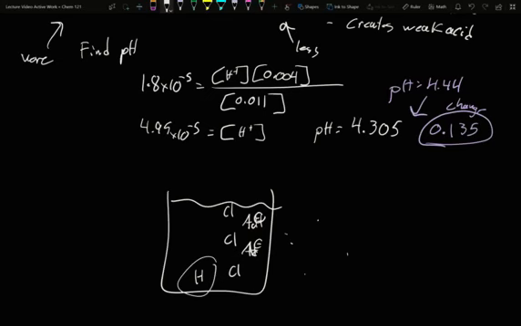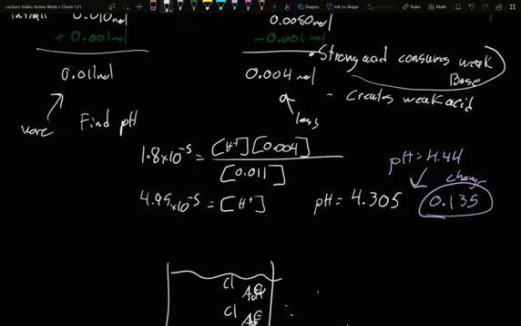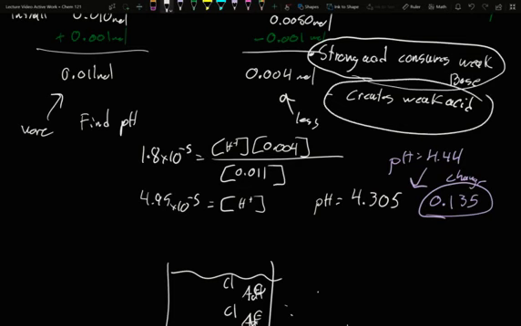This is the advantage of a buffer, and this is how they respond to a strong acid being present. They will consume the weak base and create weak acid, changing those concentrations and thus changing the calculation of the equilibrium.